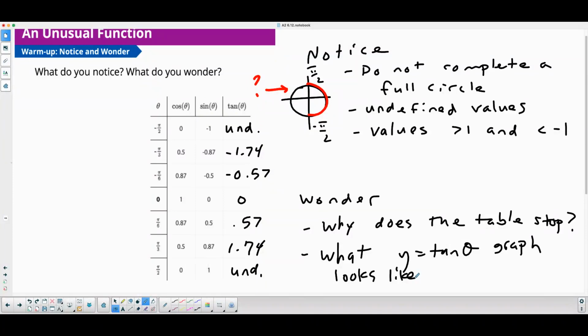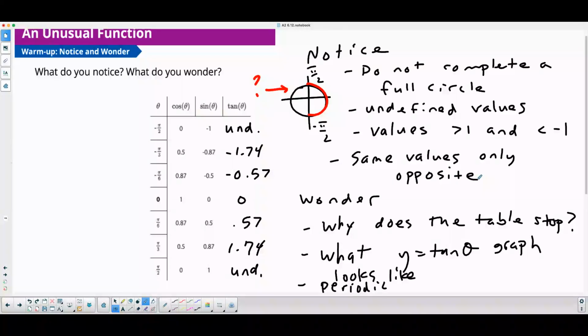What else? I wonder, is it periodic? It looks like it's periodic, but we don't know. It hasn't fully repeated yet. I'm going to notice that we have same values, only opposite though. So a lot of stuff there. We'll get more in depth with that as we go on.